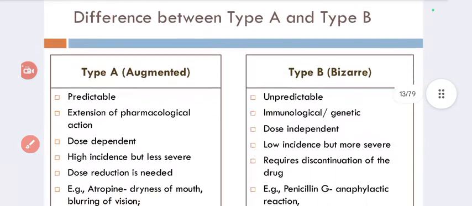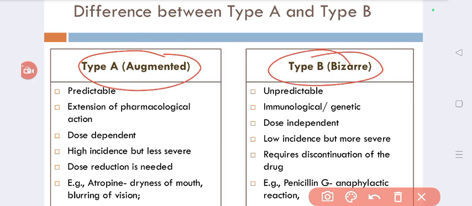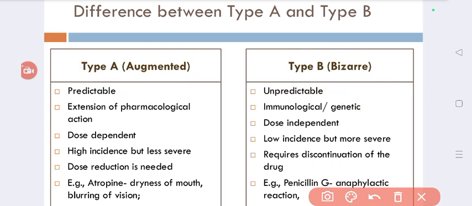So what is the main difference between type A and B? Type A is A for augmented and B for bizarre. A is augmented, so they are predictable. We can expect these adverse effects because it is nothing but the extension of pharmacological action, and they are dose dependent. But type B is highly unpredictable. We cannot predict them. The etiology is immunological or genetic, and they are dose independent, nothing to do with the dose.